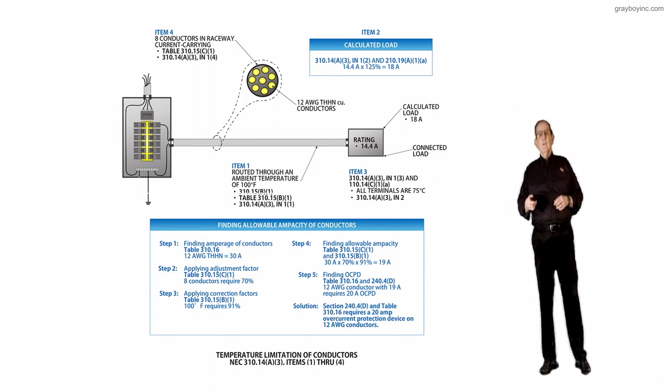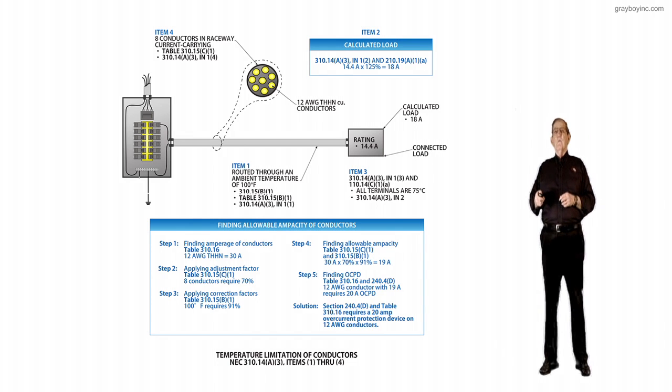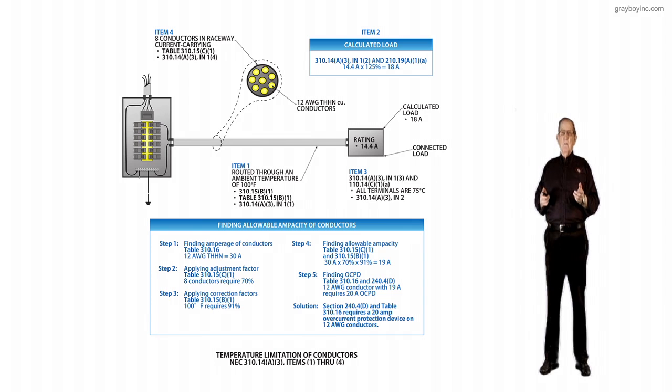Now first we're going to look at item number 1. Notice that's the arrow pointing toward the conduit containing the conductors. Now we're routing through an ambient temperature of 100 degrees Fahrenheit. 310.15(B)(1), table 310.15(B)(1), and that table's been renumbered, and 310.15(A)(3) informational note, item number 1. Now all those tables and sections have been renumbered.